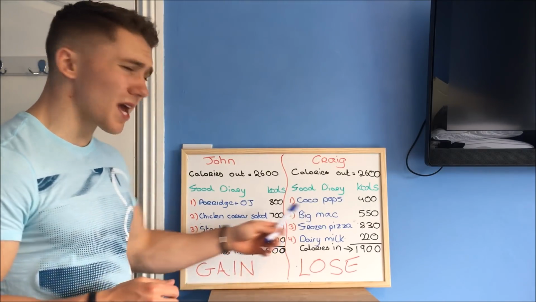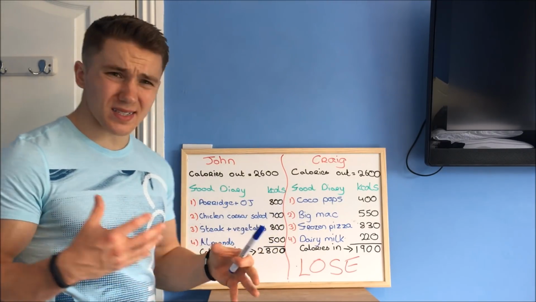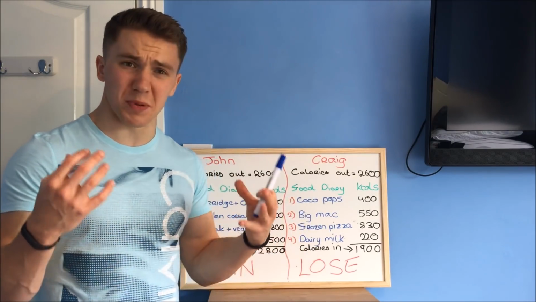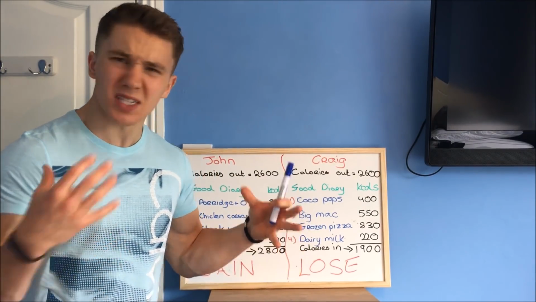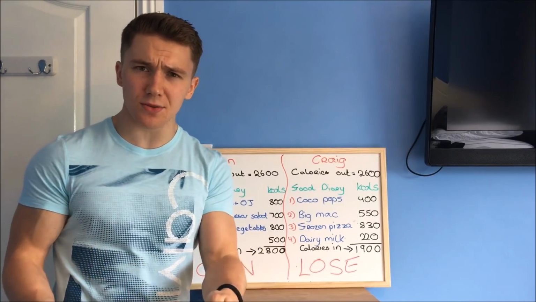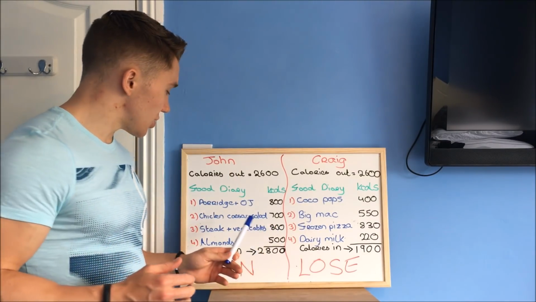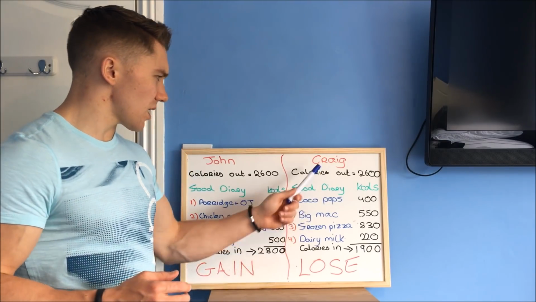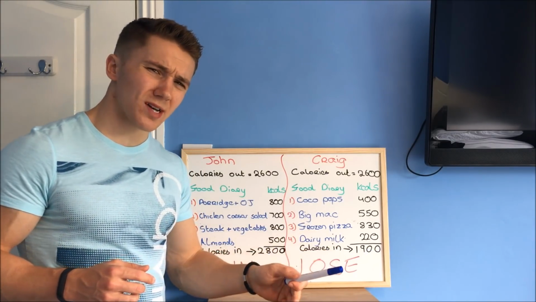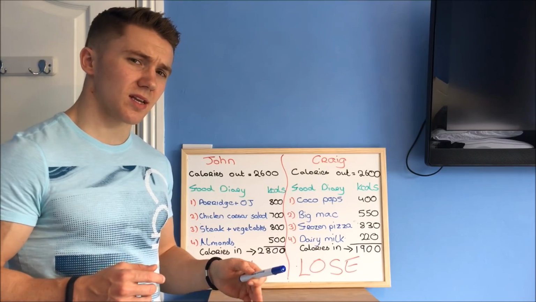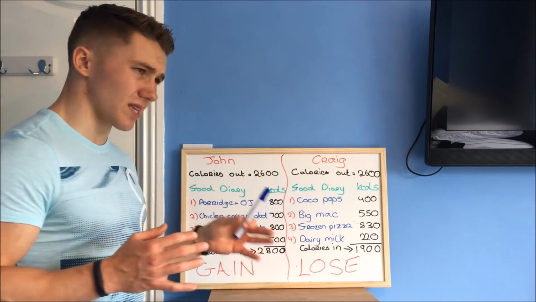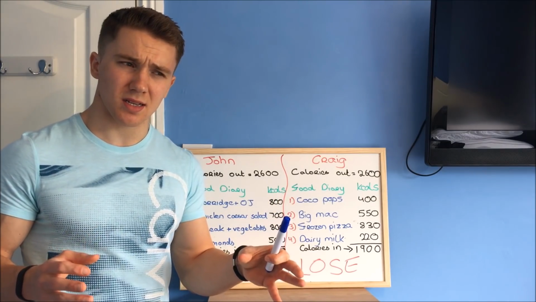So it's pretty obvious that John is going to be the one to lose weight, right? He's eating way healthier than Craig. Craig is actually going to get really fat. Sure, he's eating chocolate and pizza and Big Macs every single day. He's going to be obese. But let's do the maths. So on average, John is consuming 2,800 calories a day, and Craig is consuming 1,900 calories a day. And they both burn 2,600 calories a day.